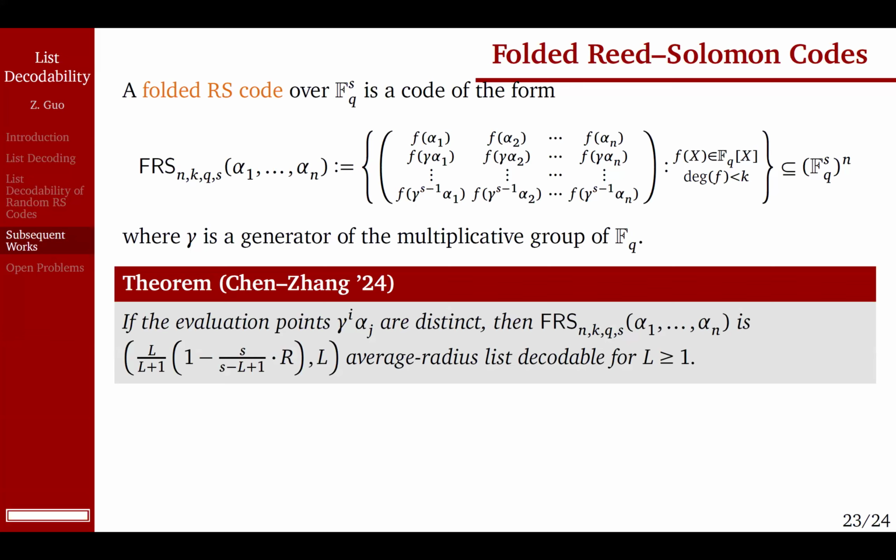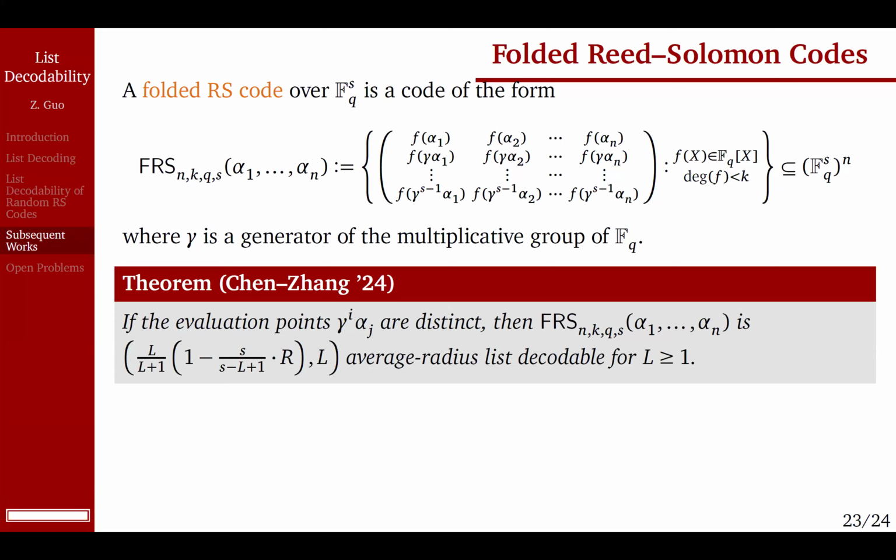So there is this pattern, S or S plus 1. S is the parameter, the code combines S symbols together. That is the folding parameter. But if S is much larger than L, this thing will be very close to 1. So this radius will be very close to the general Singleton bound.